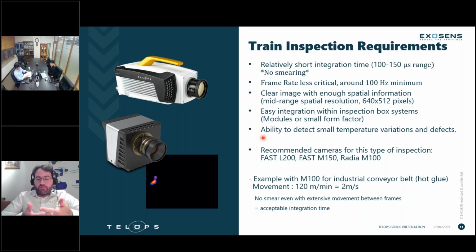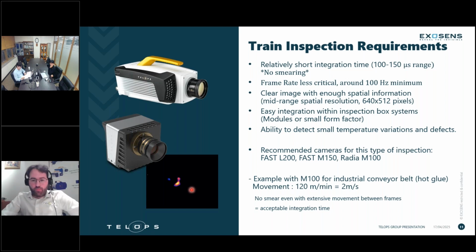So trains are operating typically outside or in tunnel environments, so we're not talking extremely high temperature systems. And with those defects or that friction temperature increase, it's important to be able to detect those small temperature increases, variations, and those defects quite well. So that's why for those kinds of inspections, it's good to go for either a fast Telops camera, an L200 in the long wave region, the M150 is a great option as well in the mid-wave section, or the Radii M100, depending on your budget, your spectral needs, and your integration time needs. These are all interesting options for this kind of application.